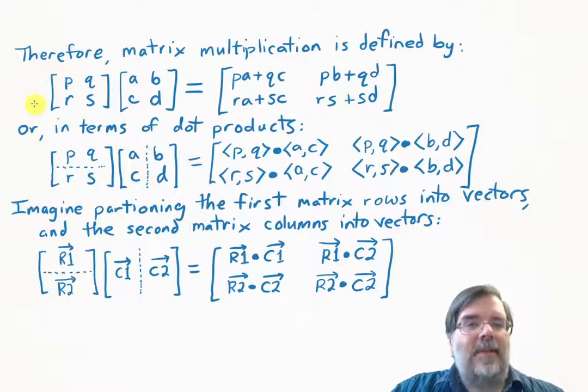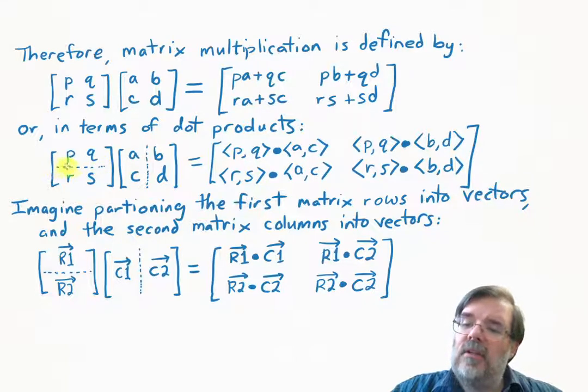So just copying that formula from the previous slide, this is how we must define matrix multiplication. In terms of dot products, the way we would think about this is the matrix on the left, we're going to partition or divide that into two rows. I like to draw this dotted line right here across. It's the same thing we did when we defined the matrix vector product. So draw this dashed line here.